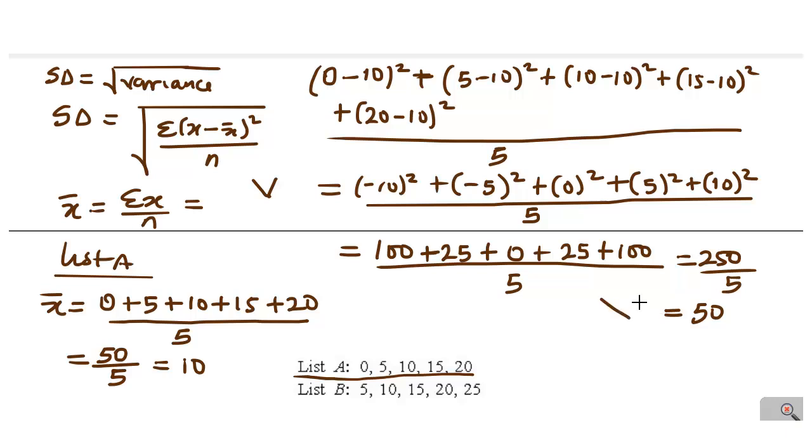So the variance is 50, and the standard deviation will be the square root of the variance, which is the square root of 50. And the square root of 50 will give us what?